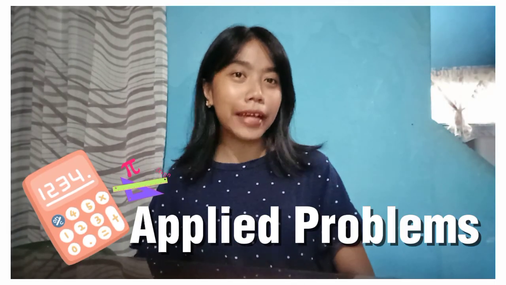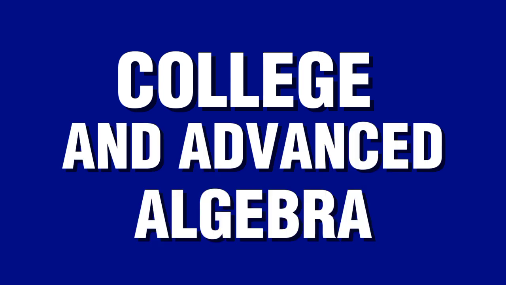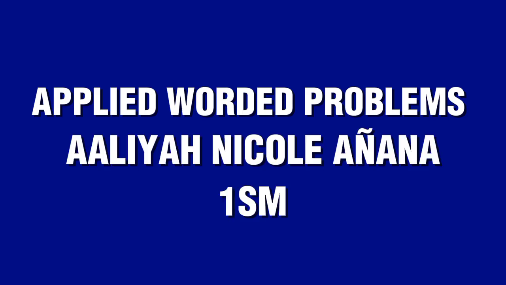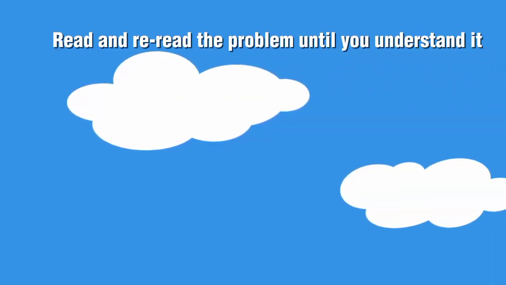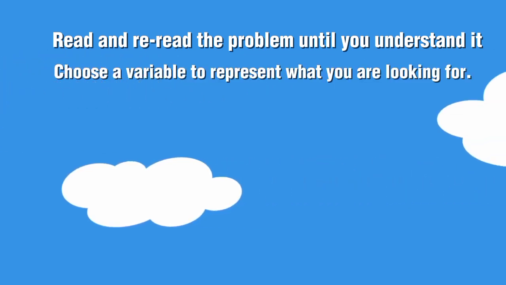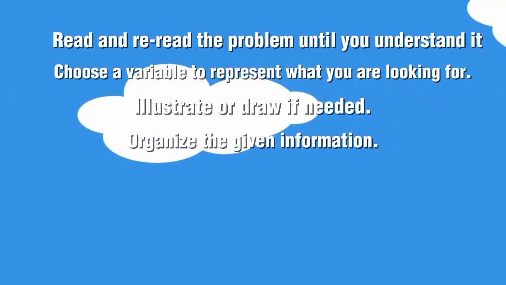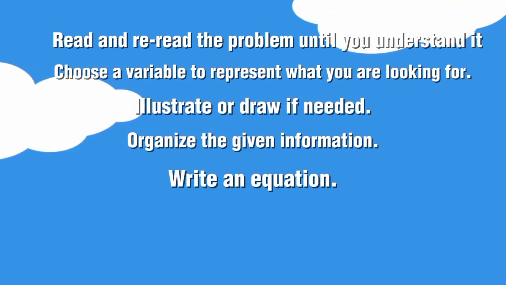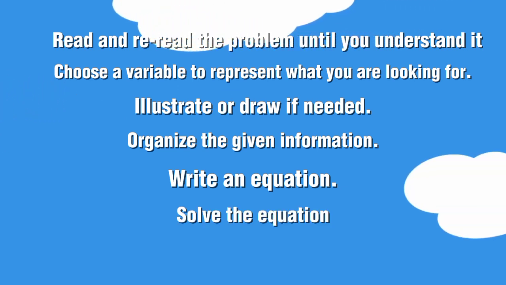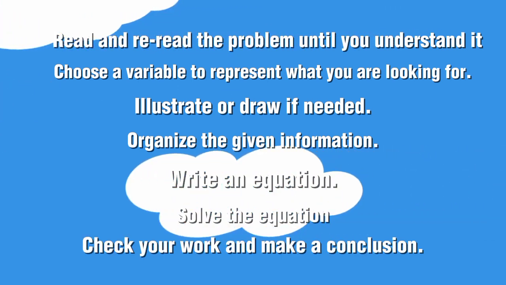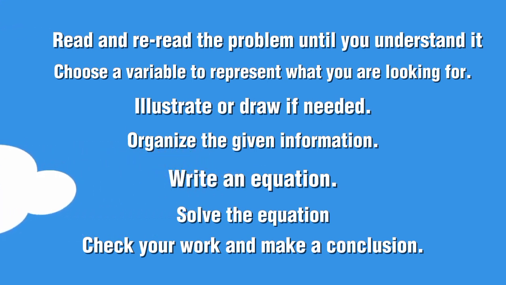Let's talk about applied problems. In solving applied problems or worded problems, we need to remember these following hints. First, read and reread the problem until you understand it. Choose a variable to represent what you are looking for. Illustrate or draw if needed. Organize the given information. Write an equation. Solve the equation. And lastly, check your work and make a conclusion.